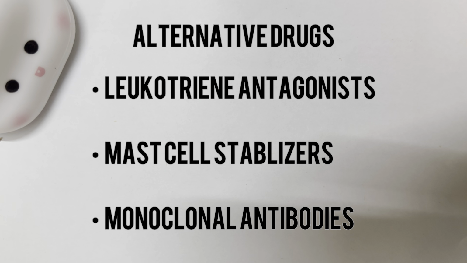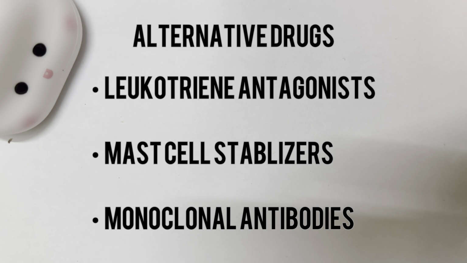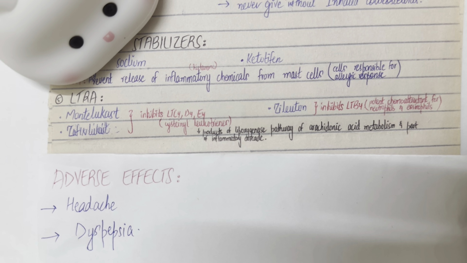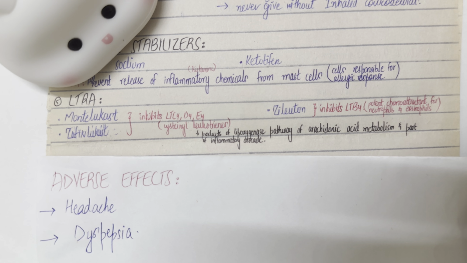Now comes the alternative drugs used to treat asthma. They are used in patients who are poorly controlled by conventional therapy, and these drugs should be used in conjunction with inhaled corticosteroid therapy for most of the patients. The first class in these alternative drugs is leukotriene receptor antagonists.